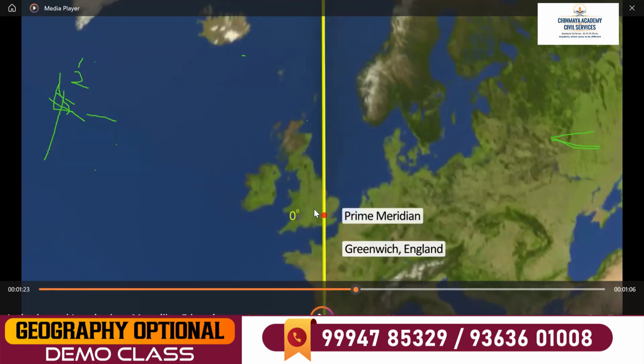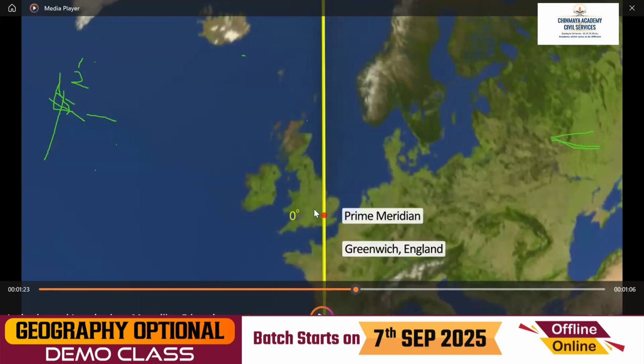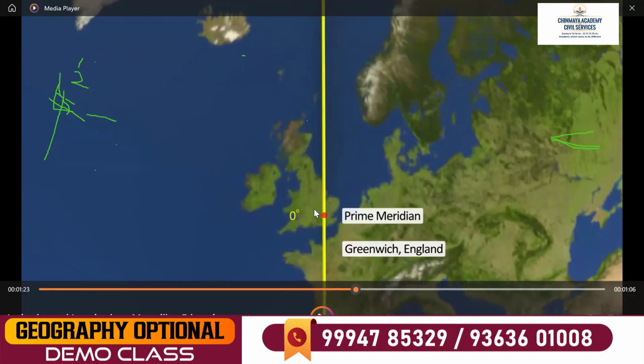Alaska, Aleutian Island. Then on this side, Russia. Now they will be showing that. Yes, ocean limit.